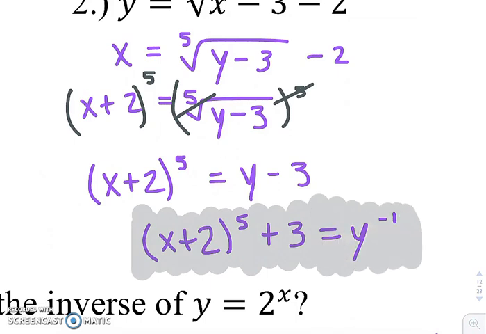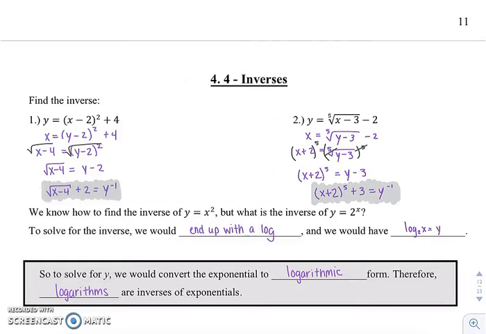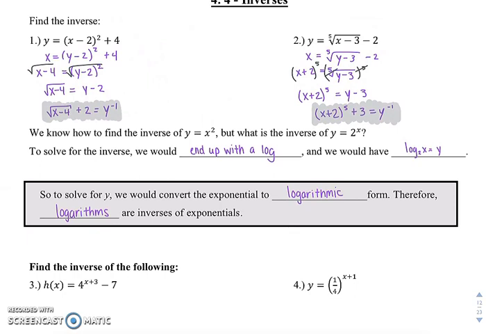So when we're working with exponential problems and logarithms, we just did 2 equations. Well, say you're trying to find the inverse of y equals x squared. Well, what would be the inverse of y equals 2 to the x?